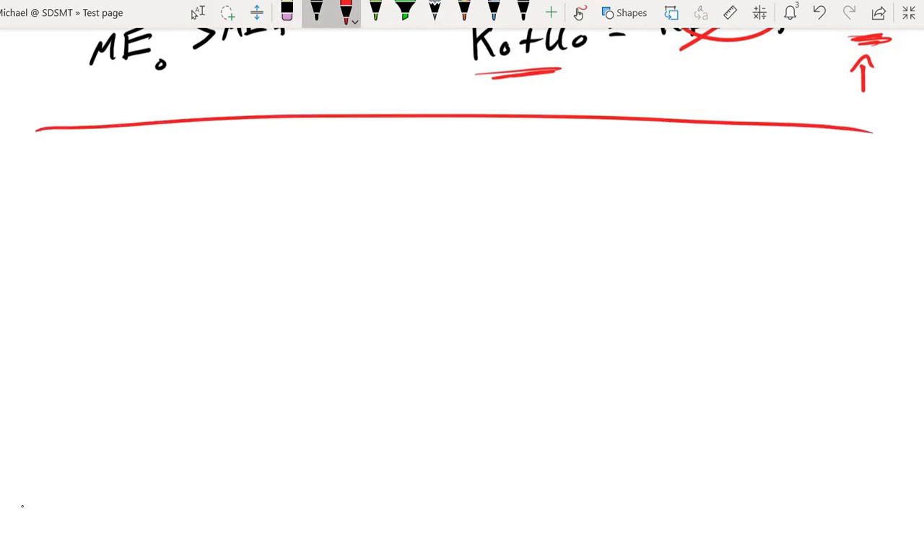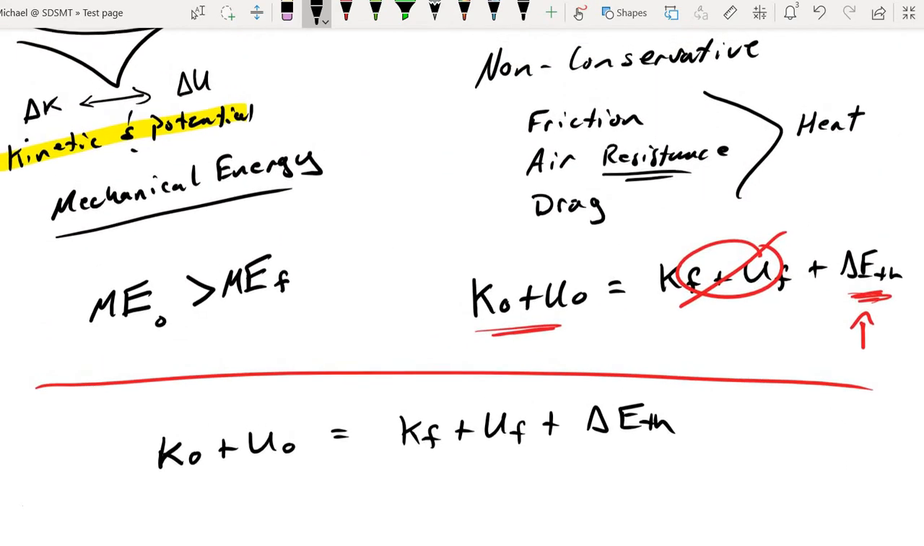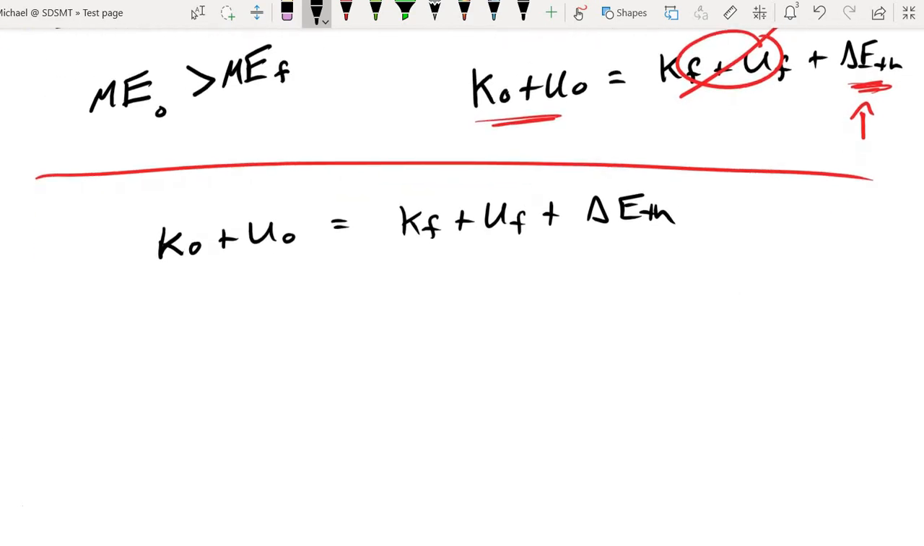So now we have an updated expression for the conservation of energy that we're going to see in these problems. And what I want to know is, if these amounts of thermal energy are being produced by these resistive forces, then is there a way to take something like a friction force and figure out how much heat it will generate?